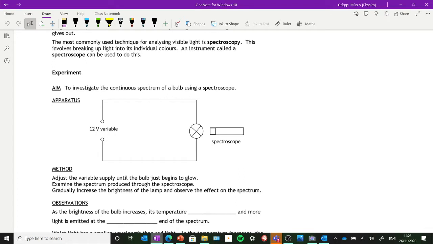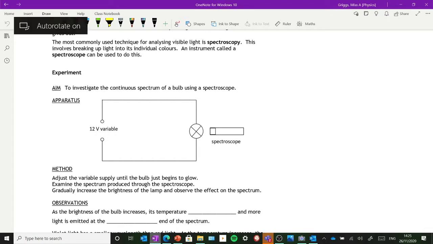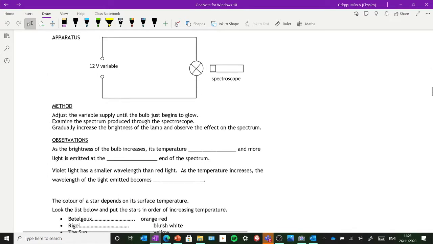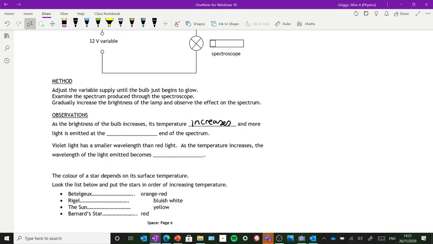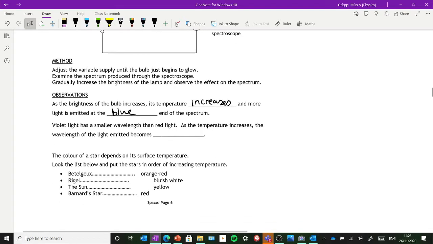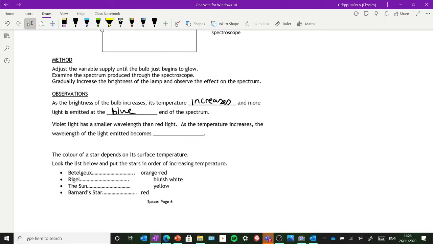So, to investigate the continuous spectrum of a bulb using a spectroscope or the glasses, they work in the same way. In our observations, as the brightness of the bulb increases, its temperature obviously also increases. Page 6. And more light is emitted at the blue end of the spectrum. Violet light has a smaller wavelength than red light. As the temperature increases, the wavelength of the light emitted becomes smaller.